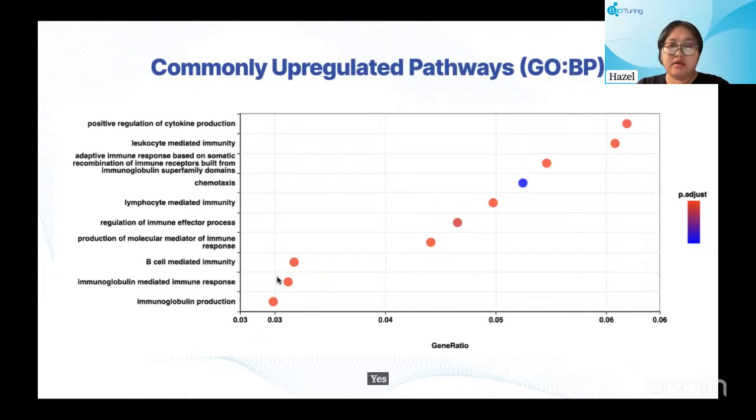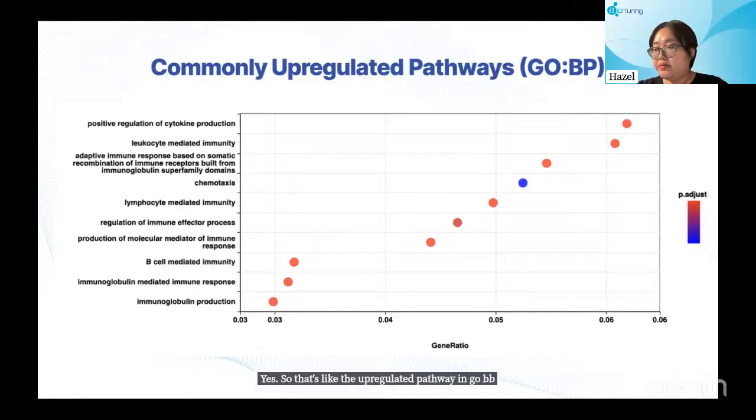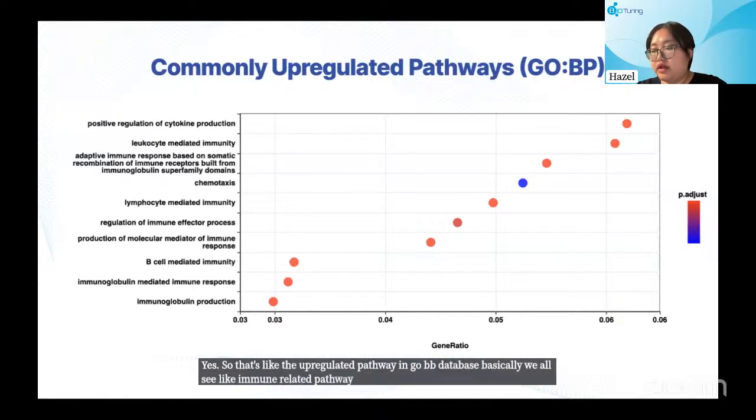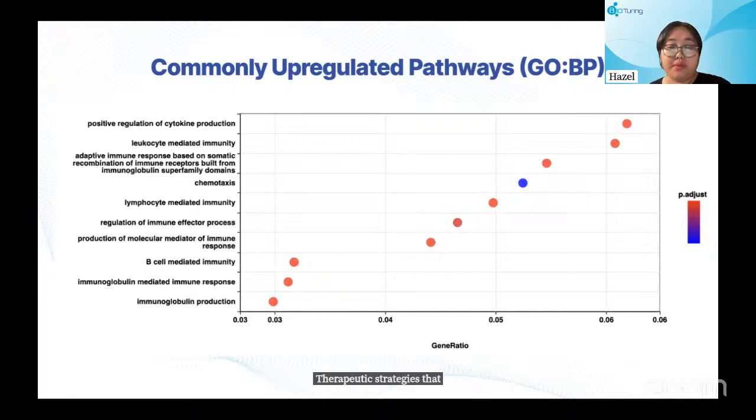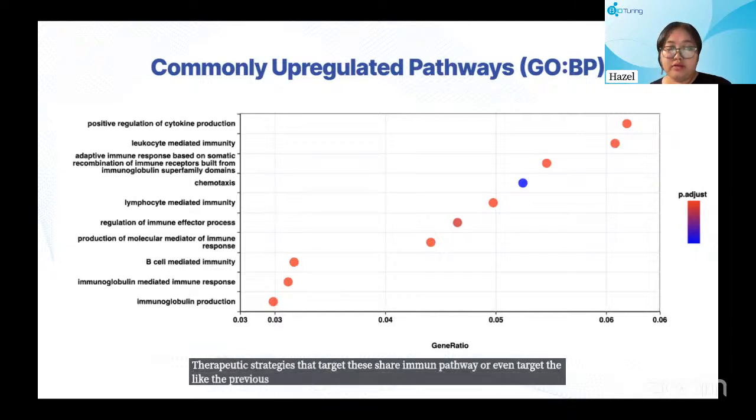Yes, so that's the upregulated pathway in the GO BP database. Basically, we see immune-related pathways that strongly support the hypothesis that dysregulation of the immune system is a central and shared mechanism in both of the two diseases. These findings may have implications for the development of therapeutic strategies that target these shared immune pathways, or even target the previously identified commonly upregulated genes.